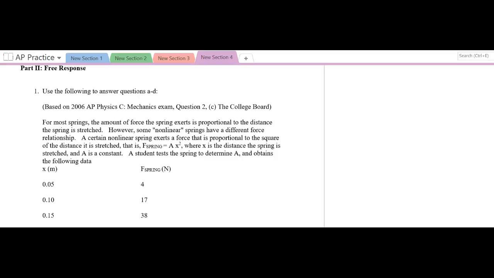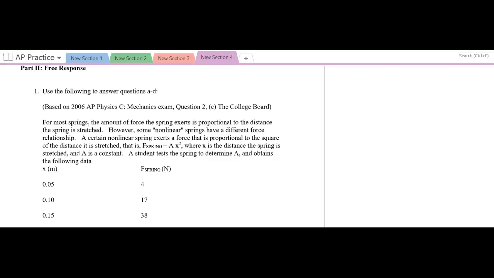This is our last free response, the one you guys have. As you can see, it's with graphing, central linearization. So let's read the problem. For most springs, the amount of force the spring exerts is proportional to the distance the spring is stretched. However, nonlinear springs have a different force. A certain nonlinear spring exerts a force that is proportional to the square of the distance stretched.